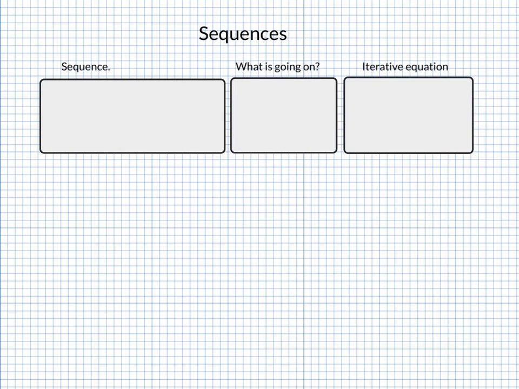So we look at sequences here and what we call the iterative equation. One thing we need to know is that we start working on things like terms. Well, T1 is always called the first term, and T for term, obviously. T2 will be the second, T3 the third, etc. Tn is called the nth term.